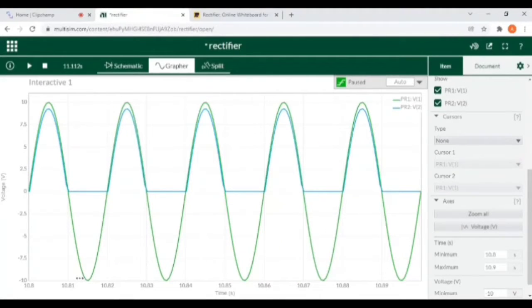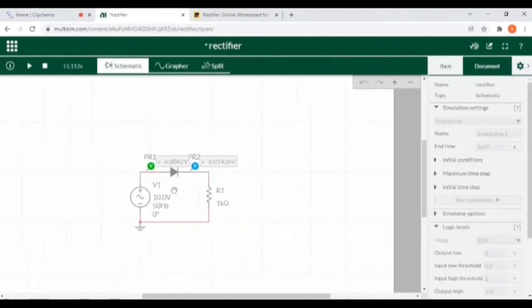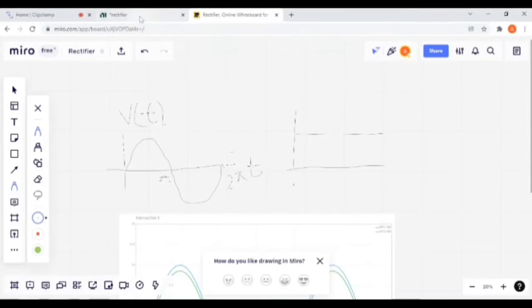There are two waveforms. The green waveform is the input waveform and it is a complete sine wave, while the blue waveform is the output waveform or rectified waveform. There is no negative side of this waveform. The blue waveform is a half waveform. This is because during the positive half cycle of the sine wave, diode D1 is conducting, while during the negative half cycle the diode is non-conducting.